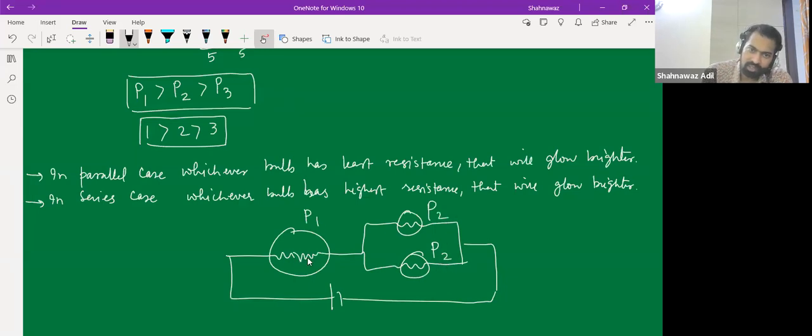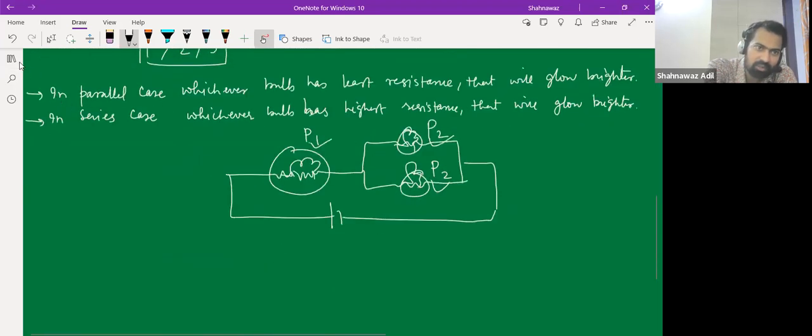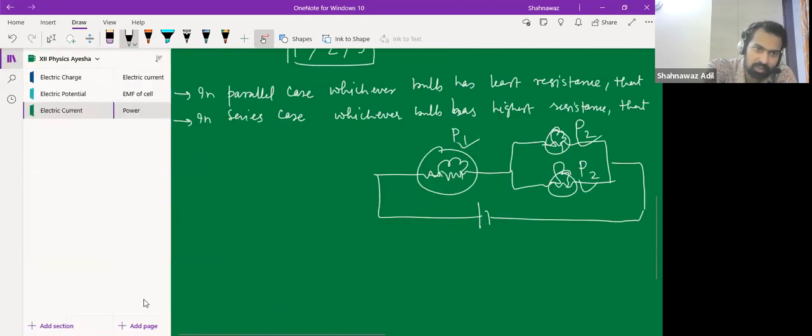So let's say I change this resistance to some bulb. You guys calculate the individual powers and then check who has the highest. Understood? Yes, sir. Okay, so you guys have noted it down. Now let us move on to the next slide.